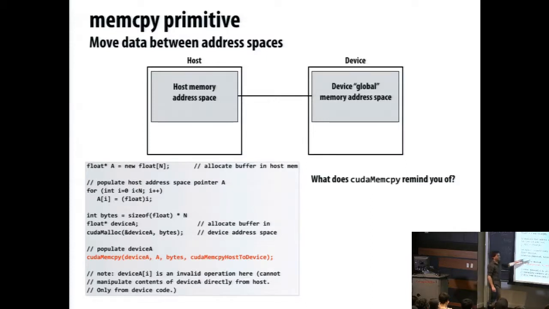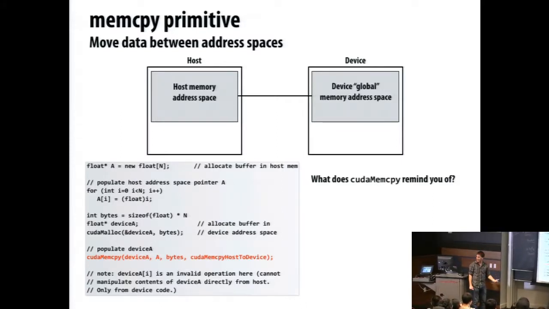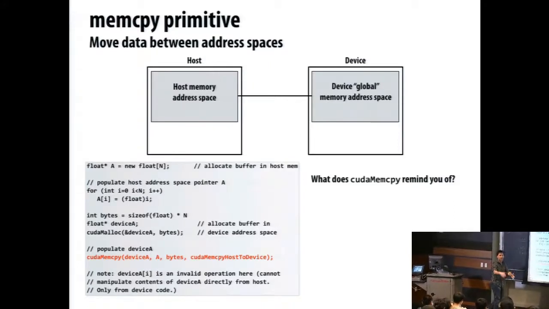So this CUDA memcopy should actually remind you a lot more of a message send than of any kind of memory copy within the same address space. It's almost like we're sending this buffer over to the GPU, and a memcopy back will bring that buffer back over. So a message passing analogy is much, much better here.